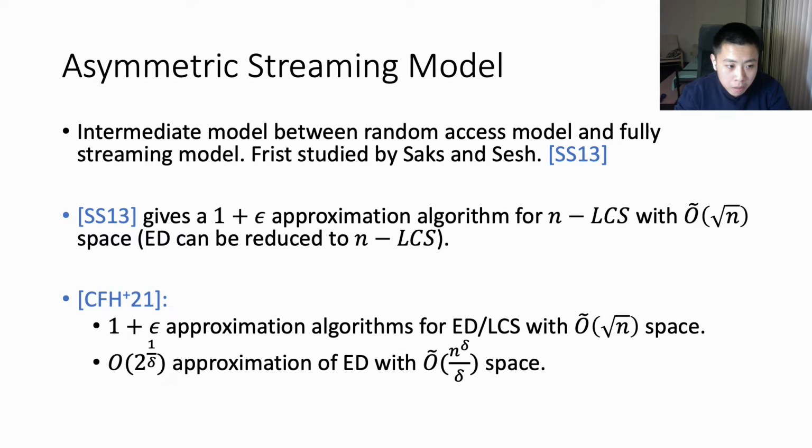The most recent results give 1 plus epsilon approximation algorithms for both edit distance and LCS with roughly square root n space. And we can also give a constant approximation of edit distance with roughly n to the delta over delta space.